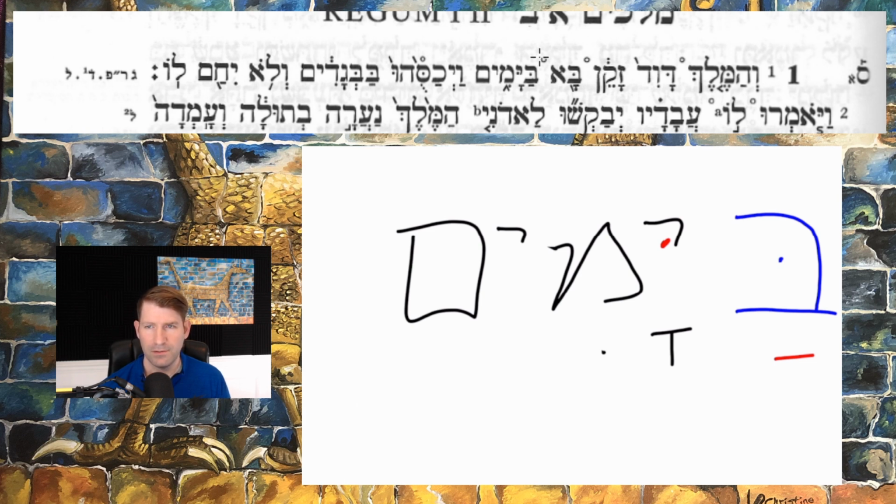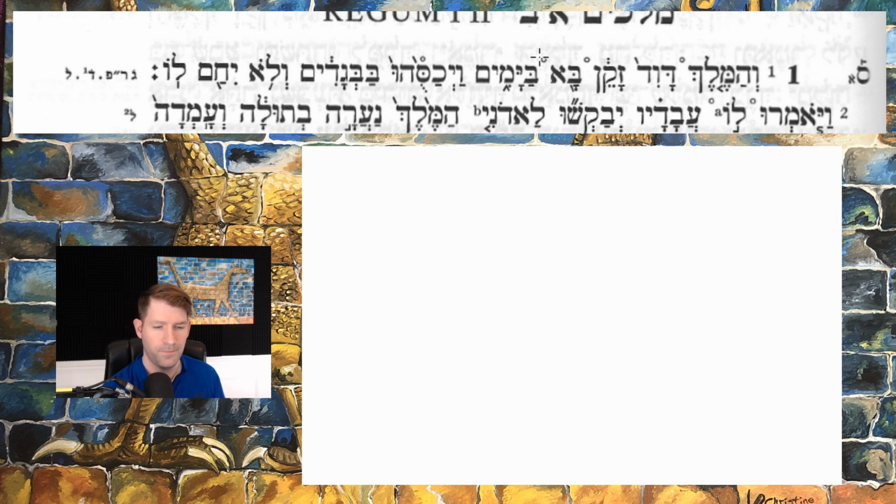But this is the preposition ba, and it's taking over. So ba yamim, again idiomatic, meaning he came into the days. He lived a long time. He had lived a long time by this point, so he was very old.